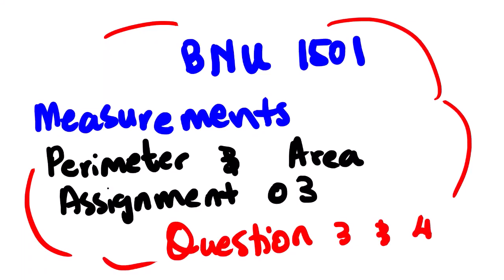Our lesson for today will be looking at BNU 1501, that is basic numeracy. The topic for today will be looking at measurements, and the subtopics are perimeter and area. We'll be focusing on questions from assignment number 3, which are question number 3 and 4.